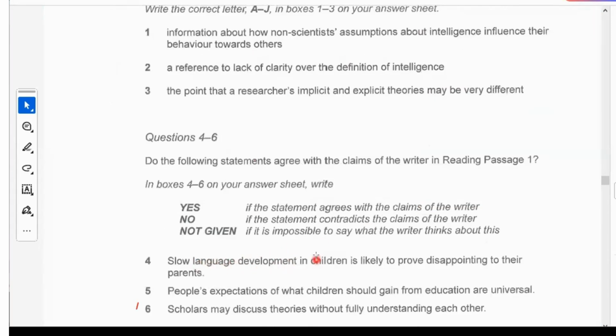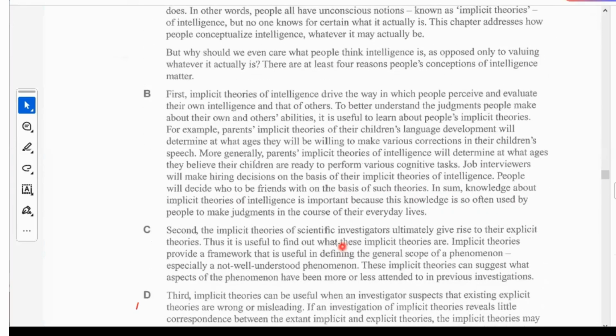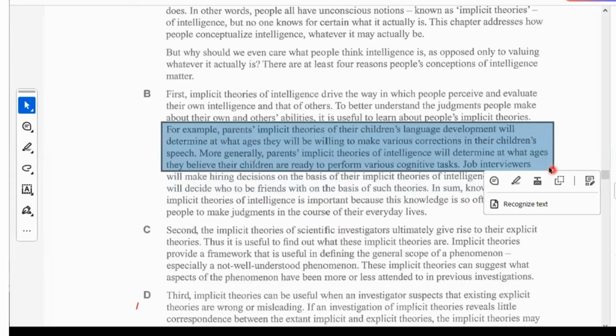Slow language development in children is likely to prove disappointing. Hey, you see this part, prove disappointing? I did not see it in the passage in that paragraph that I just read now. This issue of prove disappointing, I did see it in this part I'm highlighting now. There's nothing about prove disappointing there. This part I just highlighted now. Prove disappointing is not there.